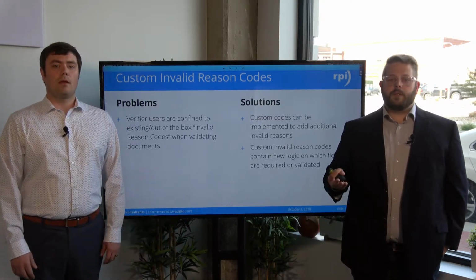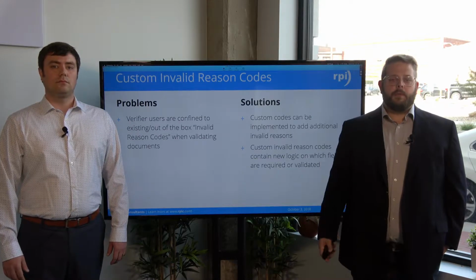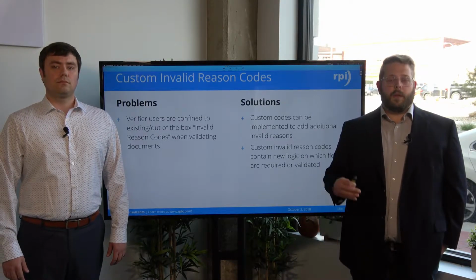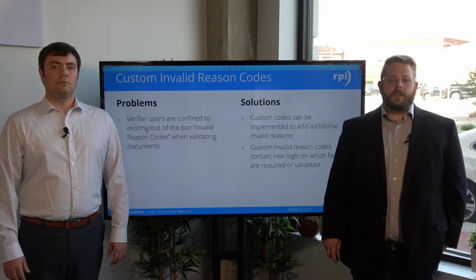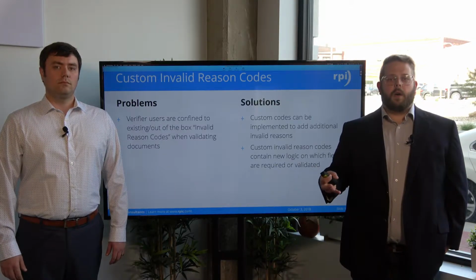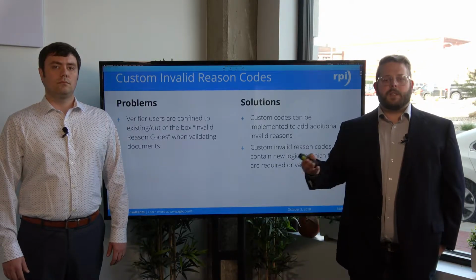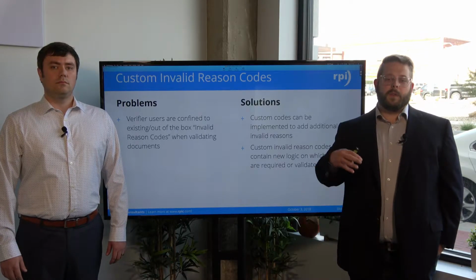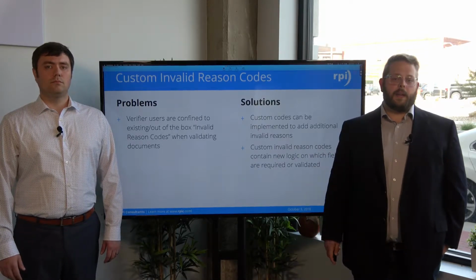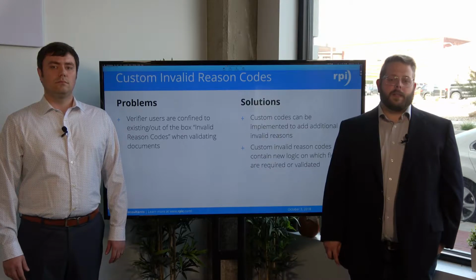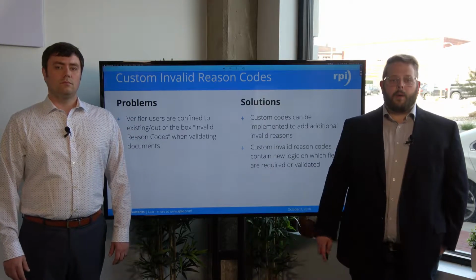Absolutely. So custom codes can be implemented on top of what you have right now, and they can be for any business rule. They can also contain new logic. What I mean by that is each invalid reason code specifies which fields no longer need to be required or validated. We can add logic on top of what exists already to require or not require a field.